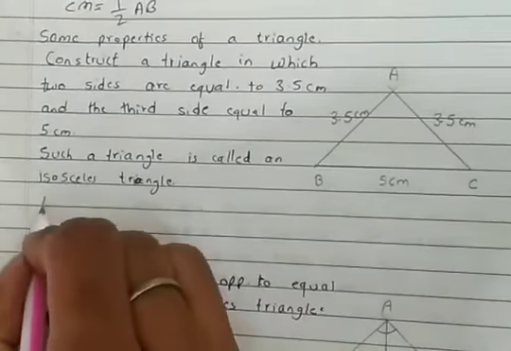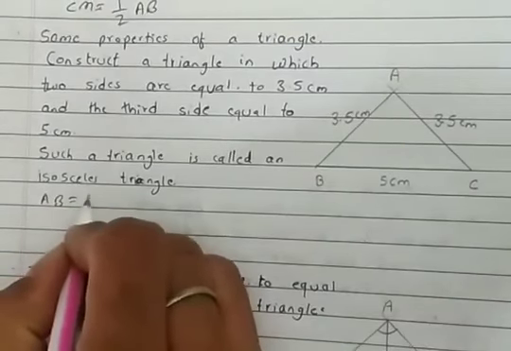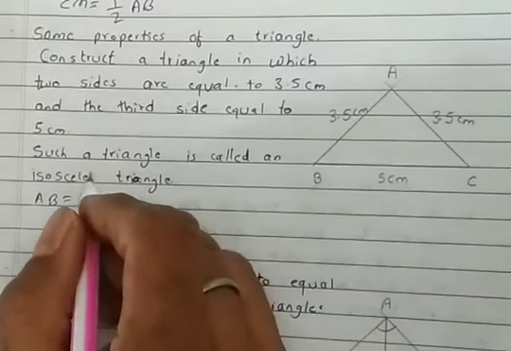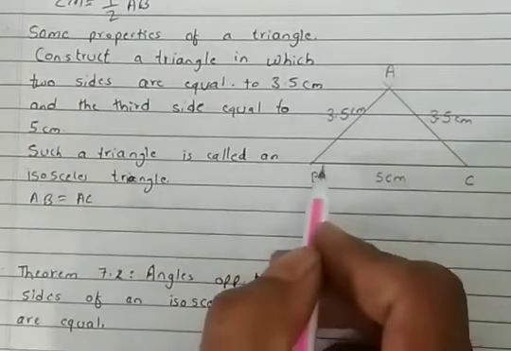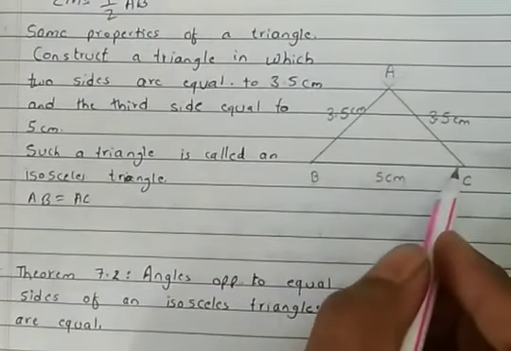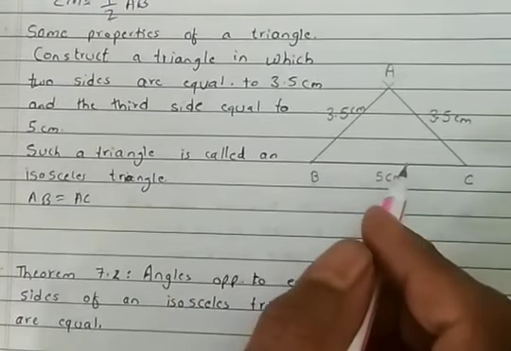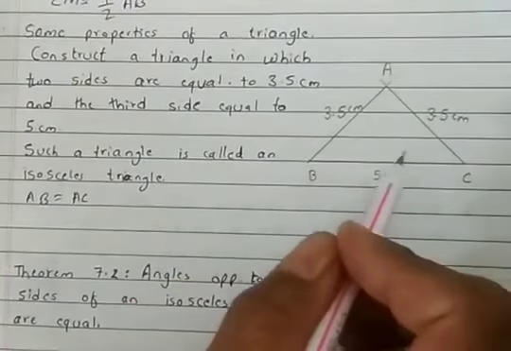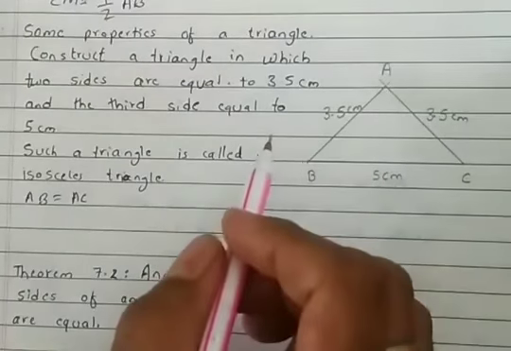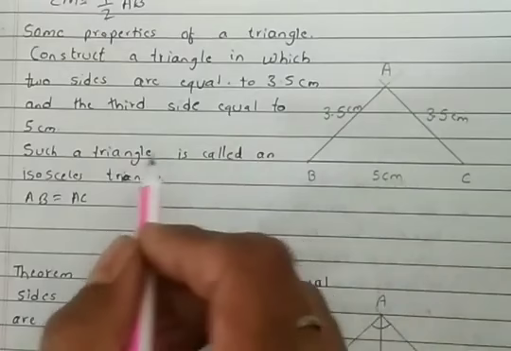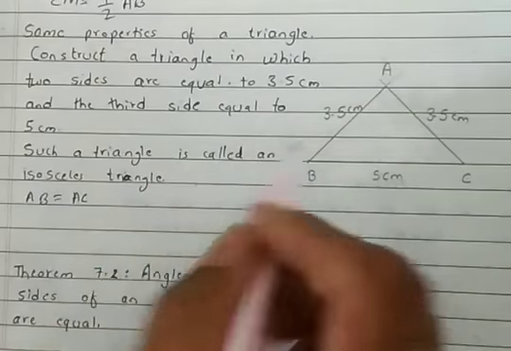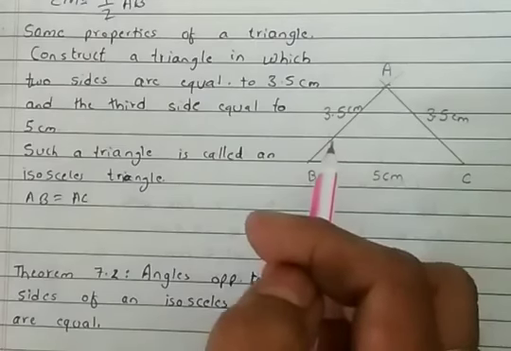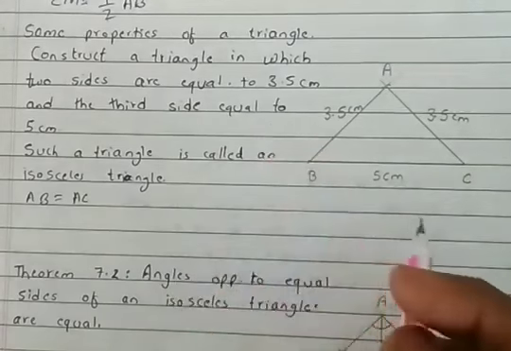where AB equal to AC. Now if you measure angle B and compare it with angle C, what you will find out? The opposite angles are also equal. Right? So this is very important for any isosceles triangle. Right? And how we will prove this?